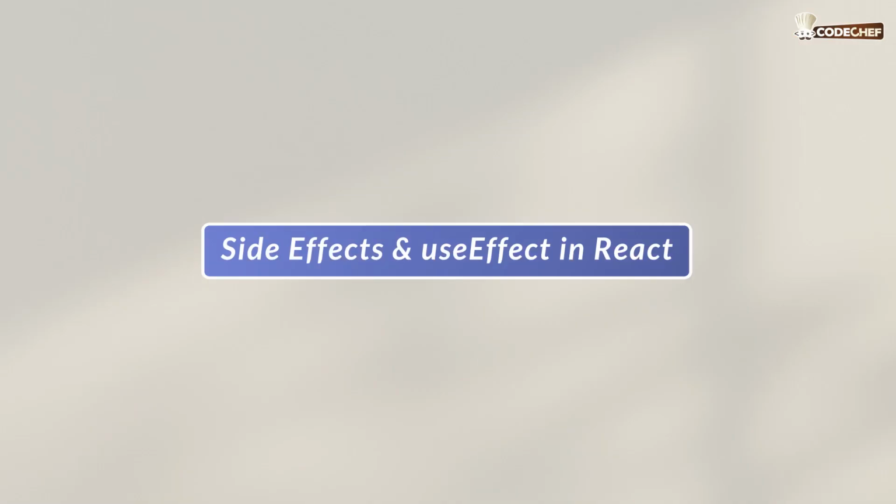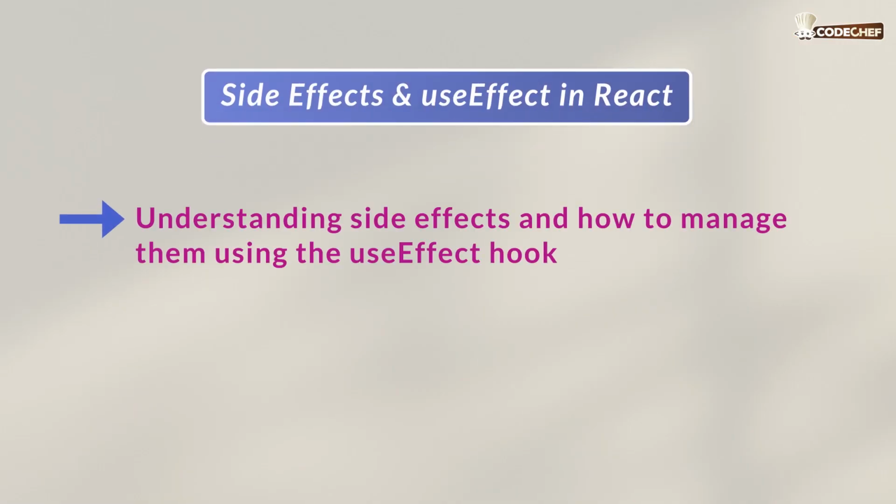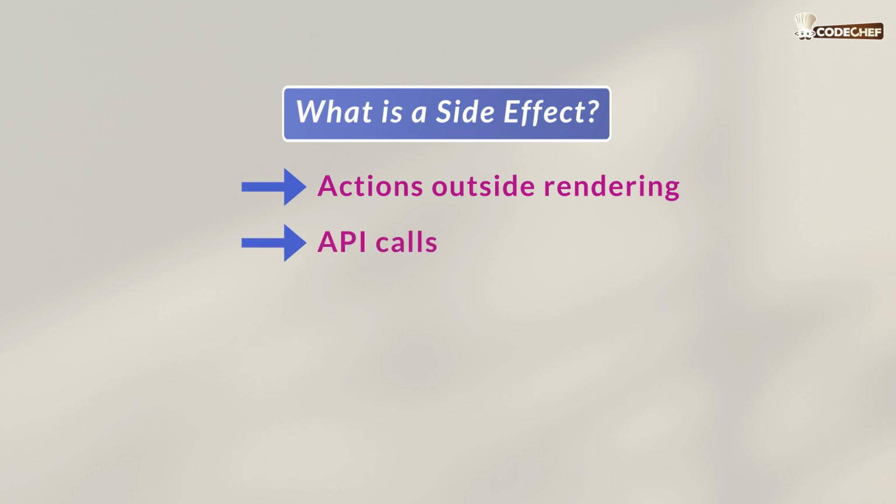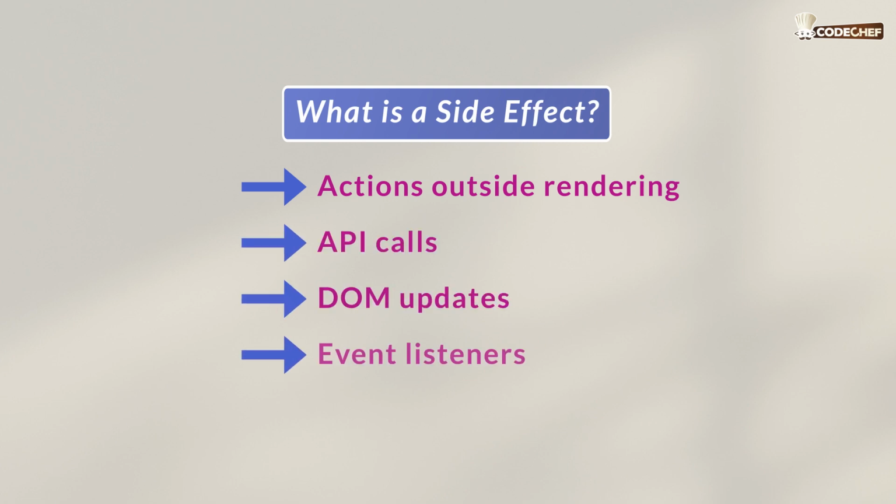So let's begin. In this lesson, we'll understand what side effects are in React and how we manage them using the useEffect hook. This concept is extremely important because most real-world React applications rely on side effects. A side effect is any action that happens outside the normal rendering of a component. For example, calling an API, updating the document title, adding event listeners, or starting timers. These actions don't directly return the user interface, but they affect the application.